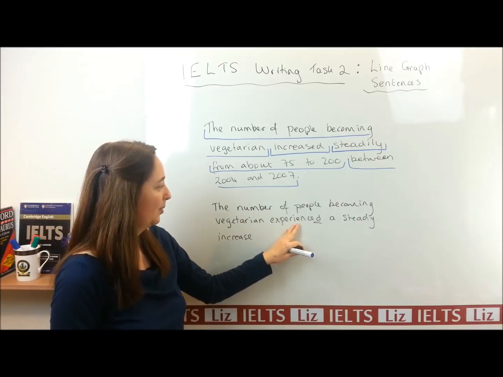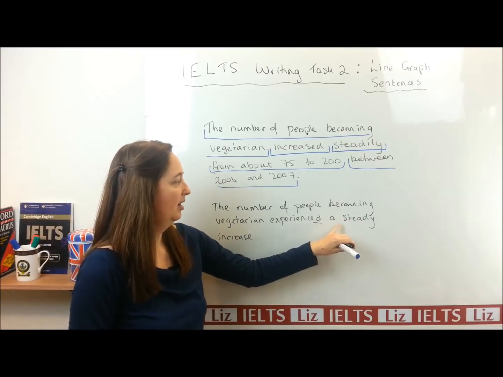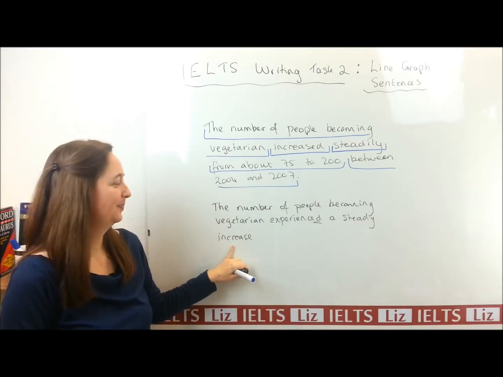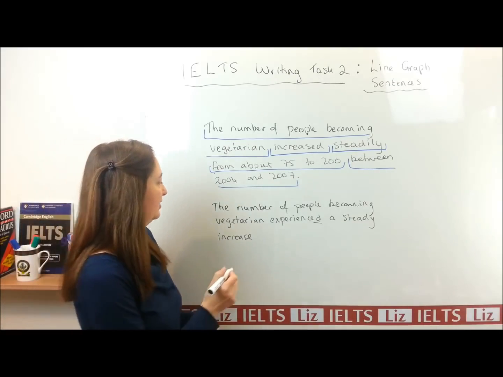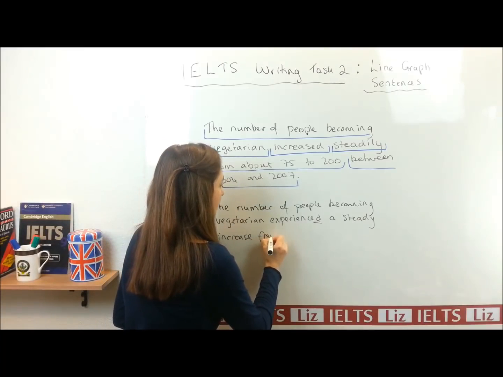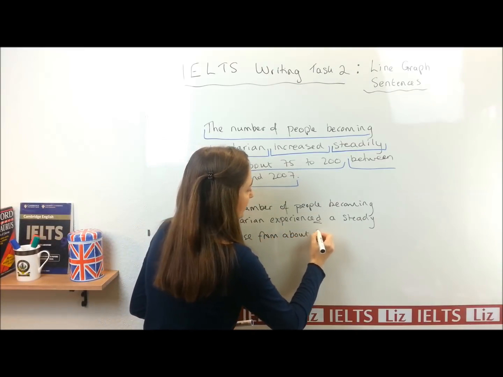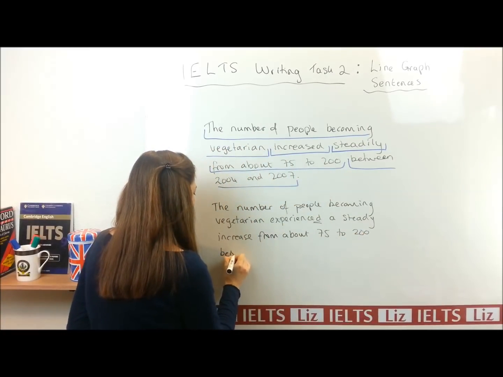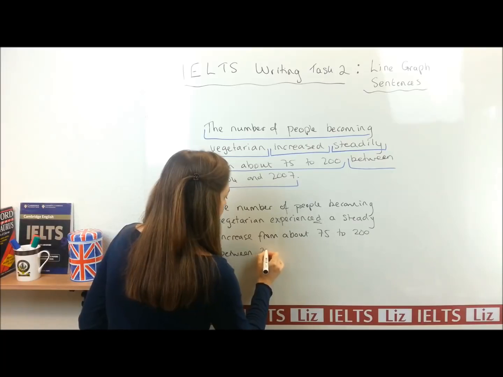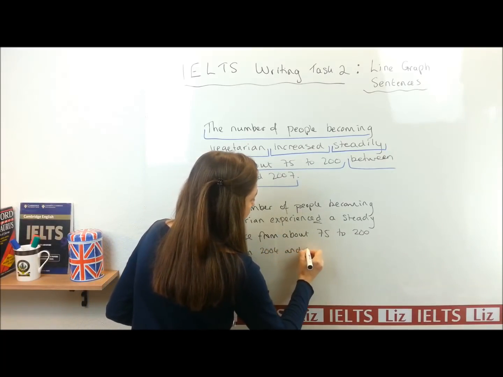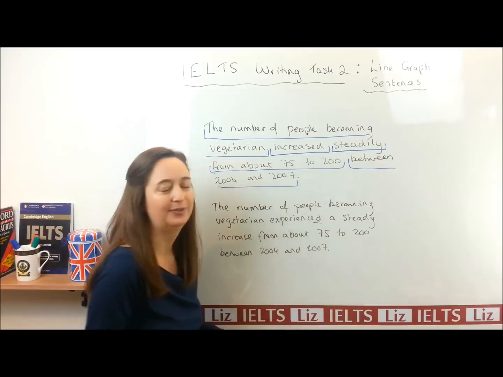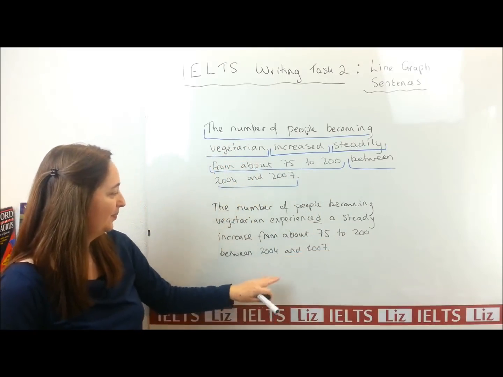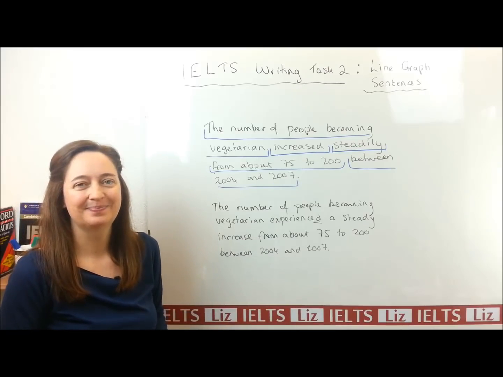And after the verb, we've got the noun. We've got a steady adjective, a steady increase. And we've got a steady increase from about 75 to 200 between 2004 and 2007. So now we've added the numbers and the dates.